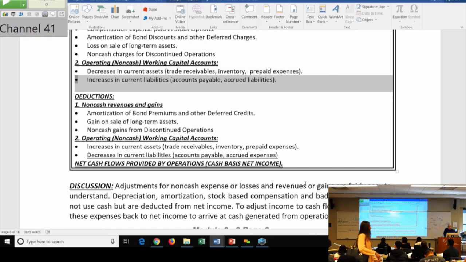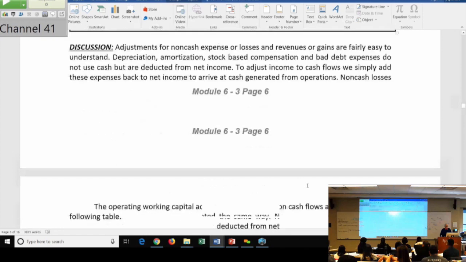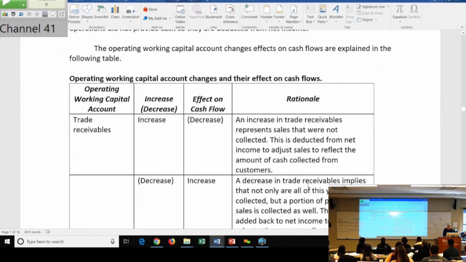Now, in the discussion, most of these are relatively easy to understand. But what I've done here, for you, because I'm going to keep repeating this when we go through our example a little bit later this morning, is a good table to use as a reference to study from. So, taking the receivable again: an increase in trade receivable means sales that are not collected. So if receivables go up, it is inverse to cash flow.